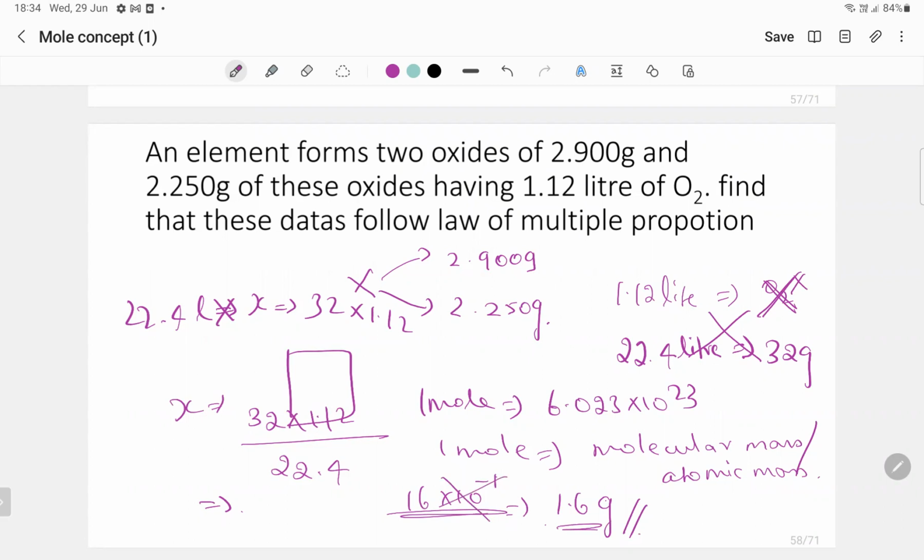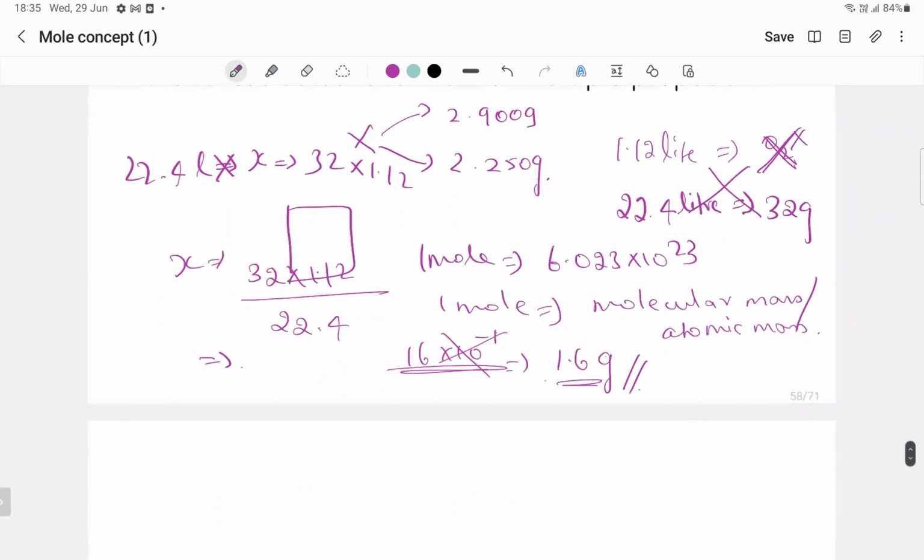Correct? 1.6 grams is there. For the other oxide, the oxygen is 1.2 liters, which is a different volume. Now we have converted into grams. So 2.250 minus 1.6 and 2.900 minus 1.600. Subtract both. Can you understand the conversion? Since the answer will be a simple ratio, let us see.